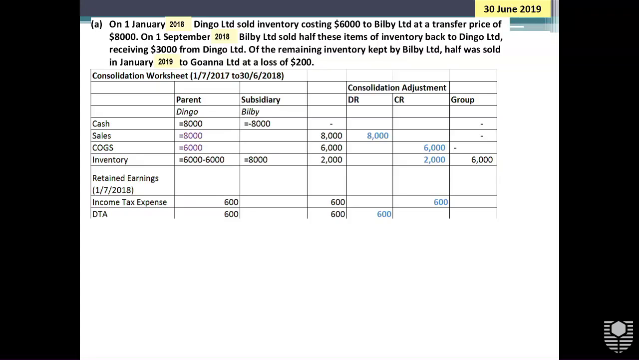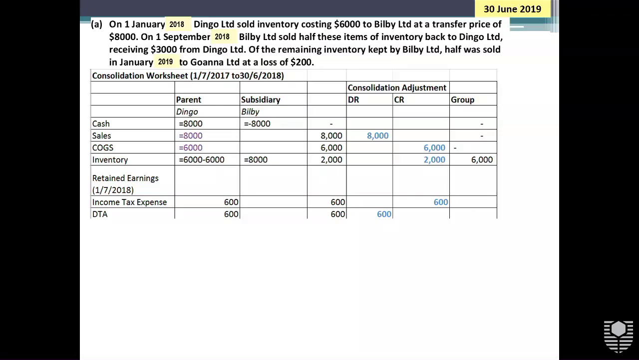So let's have a look at the question, at the first part of the transaction. Dingo has sold inventory costing 6,000. So the 6,000 must have been in inventory already. It's come out, cost of sale 6,000. The sale, we're going to sell it for 8,000. Sales goes up 8,000, cash goes up 8,000. In the books of Bilby, inventory goes up 8,000, your cash goes down 8,000. All right, that's just up to that point.